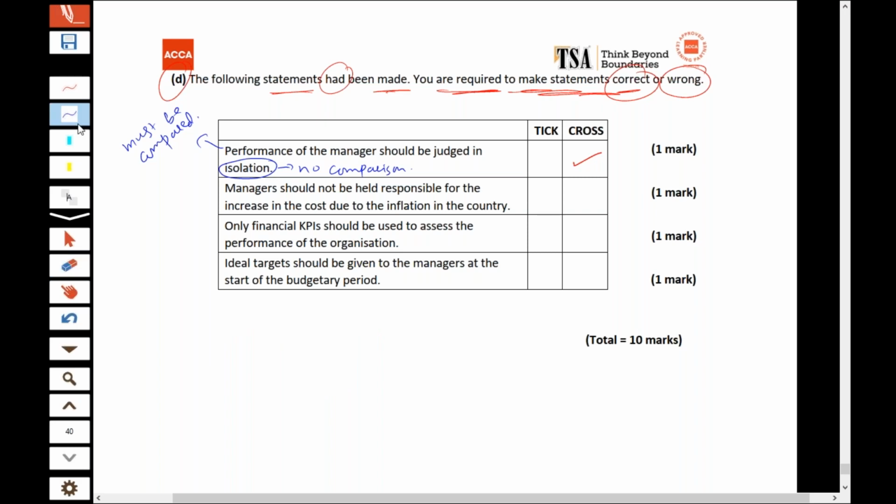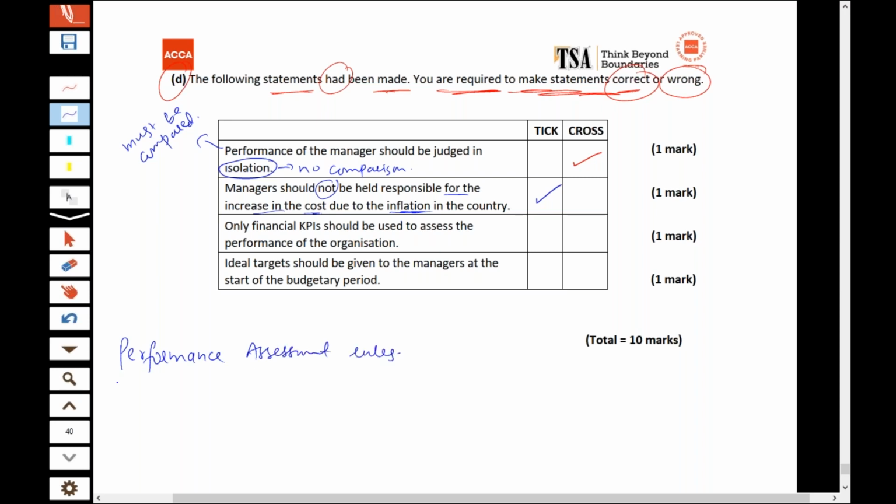See what I am writing; I will write at the bottom of this page. Just wait two minutes. Number two, managers should not be held responsible for the increase in cost due to inflation in the country. Yes, it's an inflation, an uncontrollable factor.